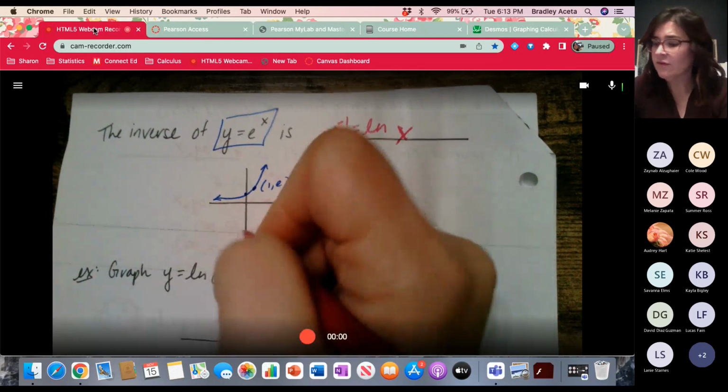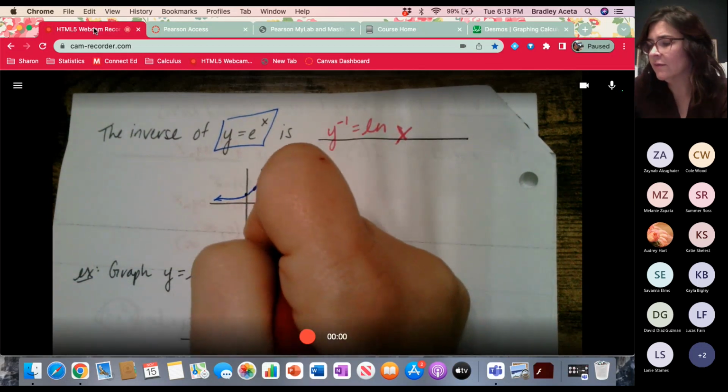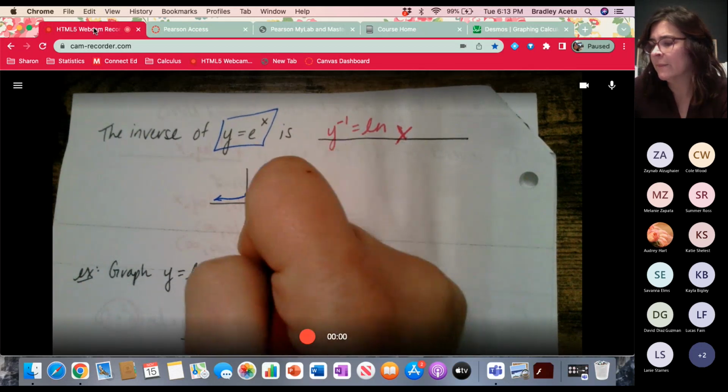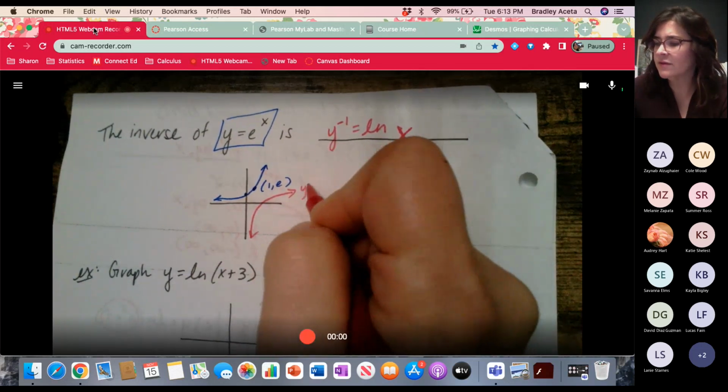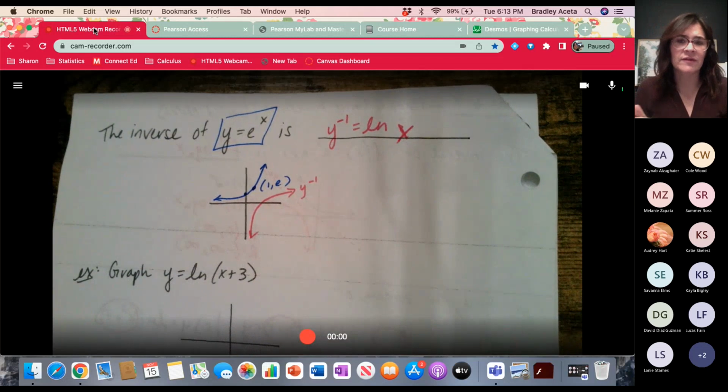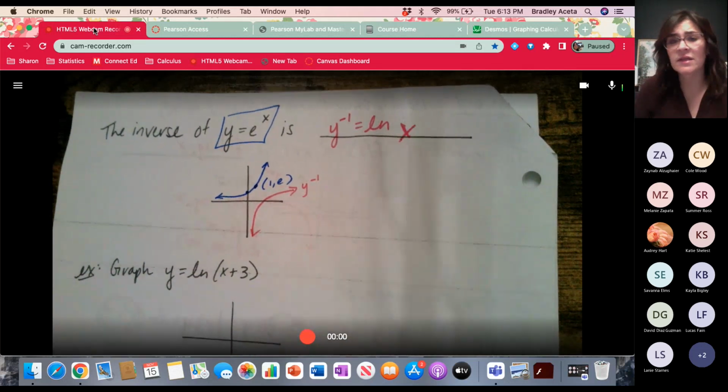Well, the flip-flop is true. And that would be the inverse. That would be ln right there. And again, what is next to it has to be greater than 0, that's the domain.